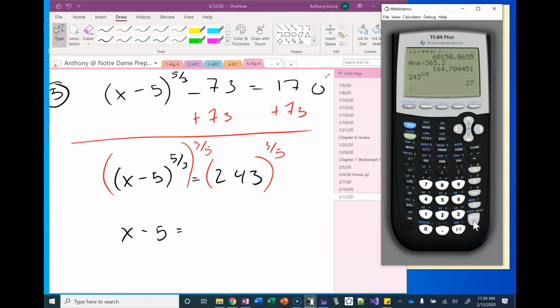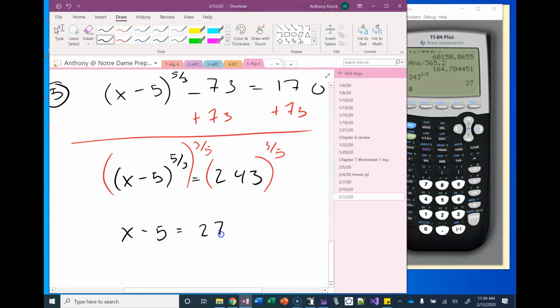So the 3/5 to both sides is going to cancel the 5/3 exponent. And then if I type into my calculator 243 to the 3/5, I get 27. Now, should this be a plus or minus here? No. Why not? If I look, the root that I did to both sides was an odd root, and odd roots do not result in a plus or minus. So I just have x minus 5 equals 27. And to finish this, we would add 5 to both sides to get 32.